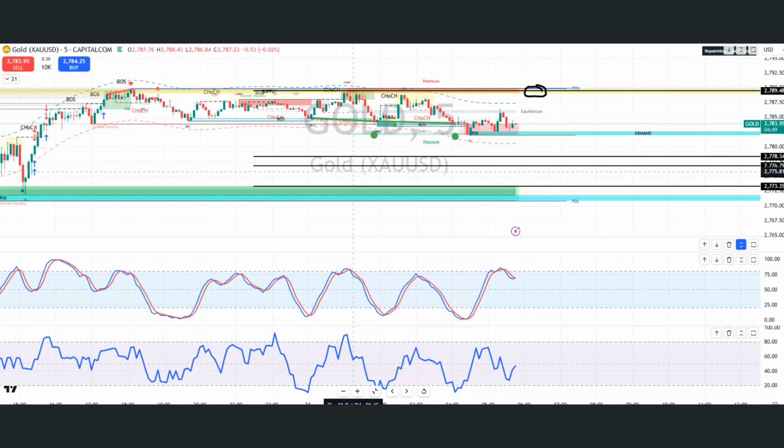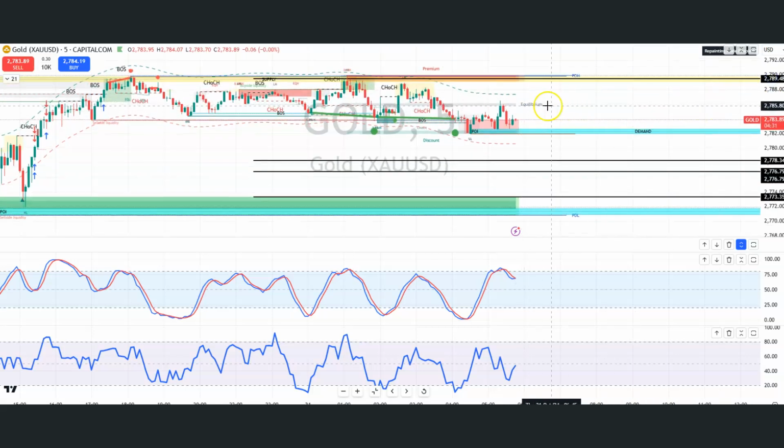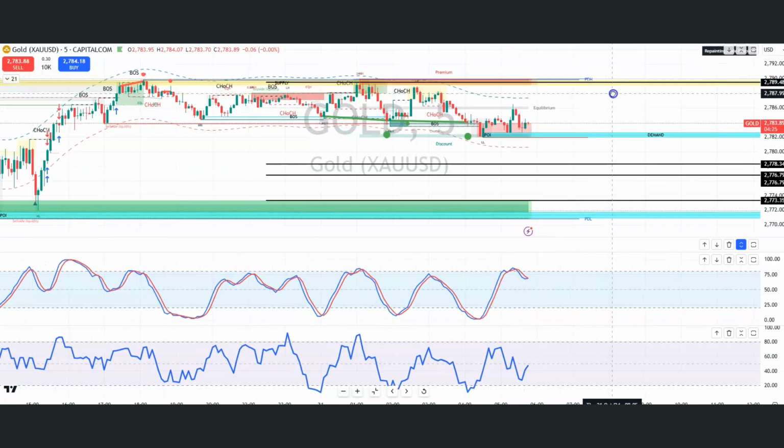Do I have enough information? Is there enough confluence in the market to say confidently that there's an outside bar, it's on a liquidity zone, it's in a selling area, is the money flow overbought, etc., etc.